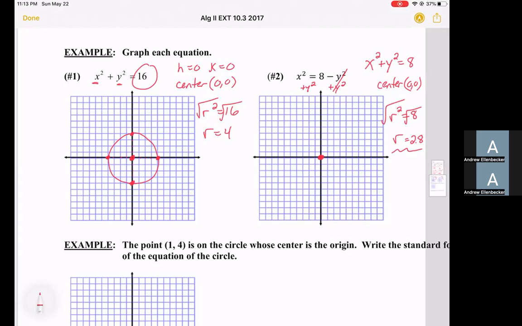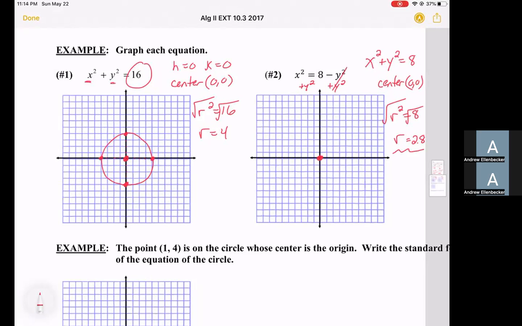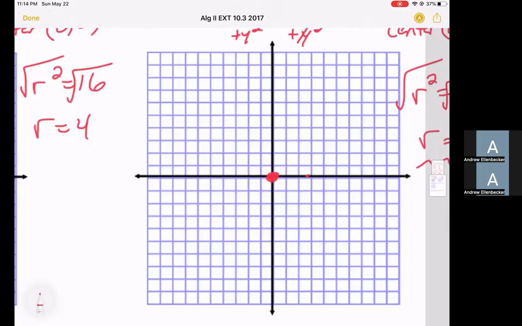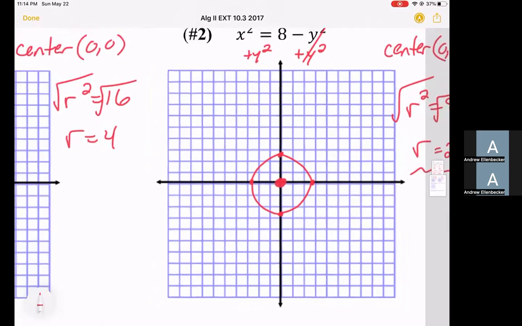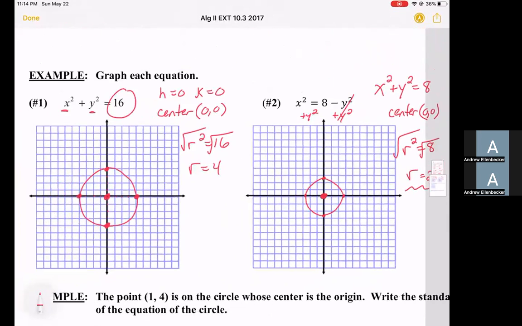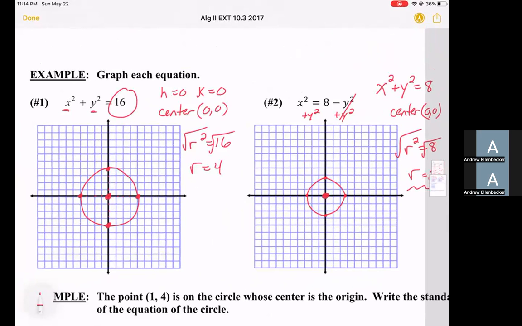So now from the center, we just go a little less than 3. 2.8 is not quite 3. So I'll go 2.8 to the right, 2.8 up, 2.8 to the left, and 2.8 down. And then you're going to sketch a circle. So there we have the circle for number 2. So that circle had the same center, it was just a little bit smaller than in number 1.